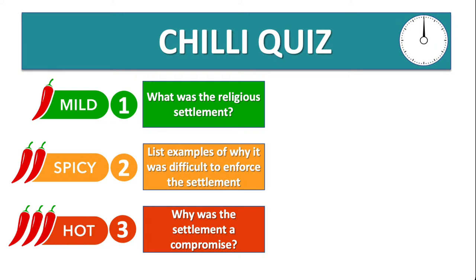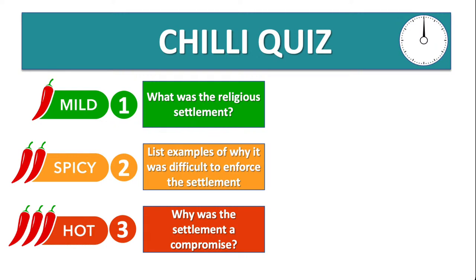Okay, so some good answers coming in the chat window. I've seen from Anonymous, I think we might have more than one Anonymous. Question one: what was the religious settlement? It was an attempt by Elizabeth I to unite the country after the changes in religion under Henry VIII, Edward VI and Mary I. Yep, that's definitely a big part of what it was.